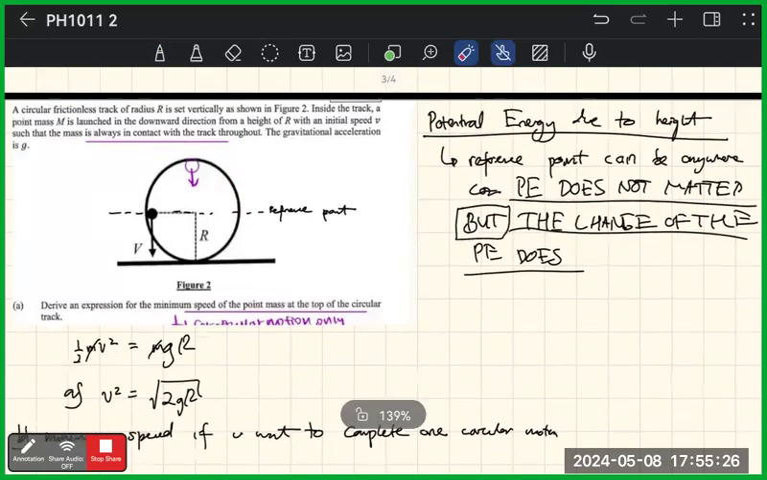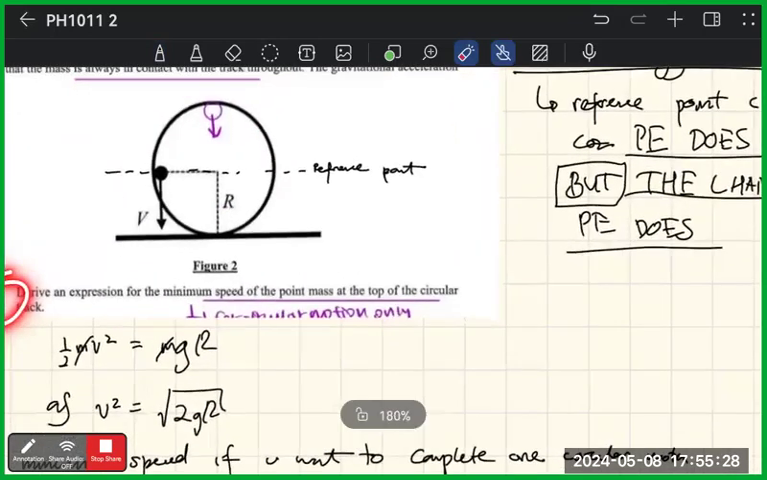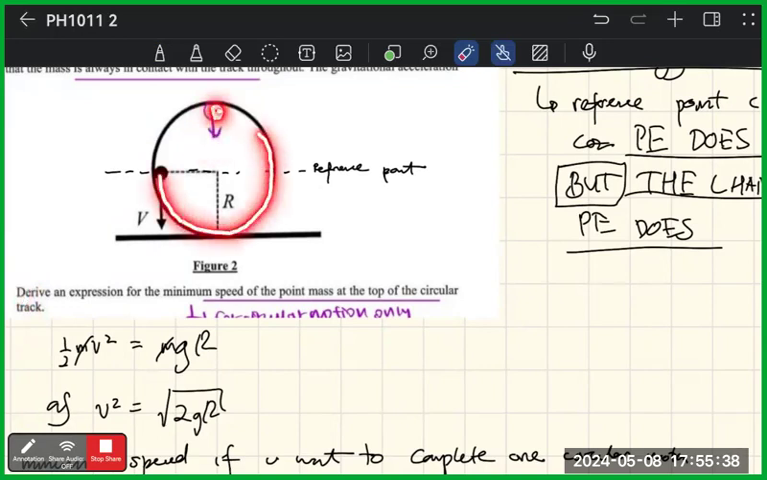Because initially for part A, it has no velocity at the top, so obviously it will just fall down after it reaches the top. So it's going to move like this. It reaches the top, it will just fall down. It can fall this way or that way or any way. It just falls down, right?